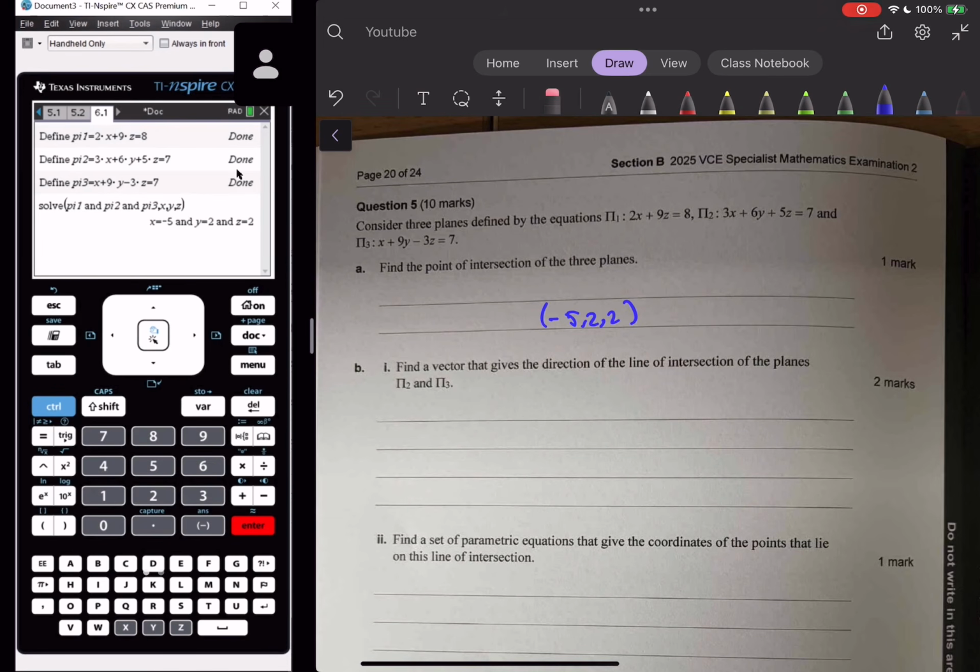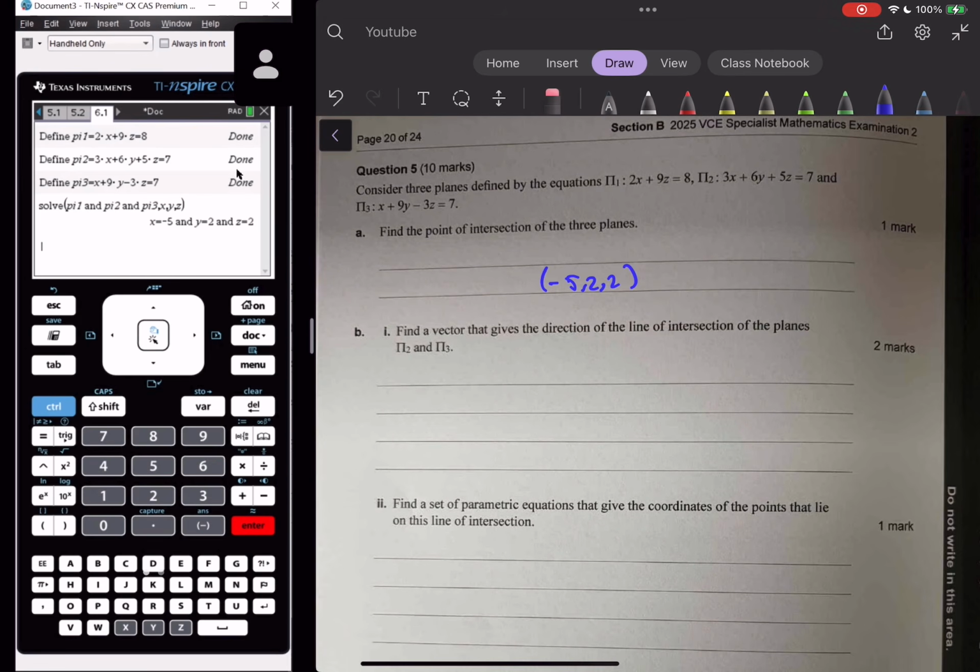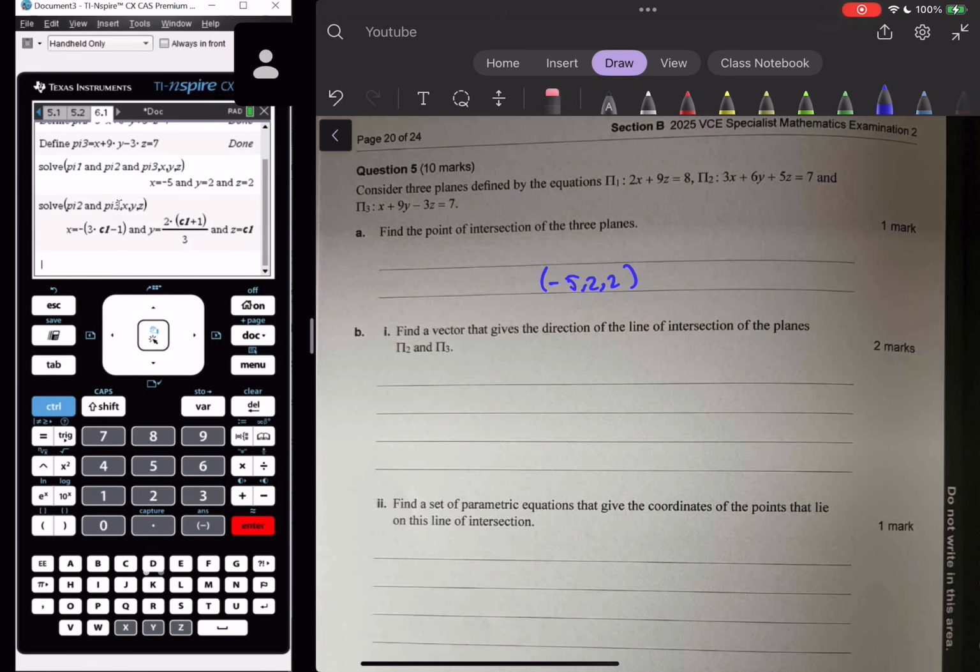Find a vector that gives the direction of the line of intersection of the planes pi 2 and pi 3. So there's a few ways you can do this. What you can do is the same thing as we did before, but you just omit the pi 1 now. And it gives you this sort of expression. So your direction vector now would just be the coefficients in front of these c1. So these c1s are just unknowns, or you can think about them as a time parameter if you want. So it would just be -3, 2, and 1.